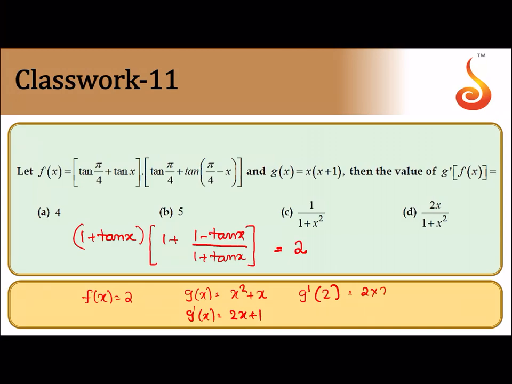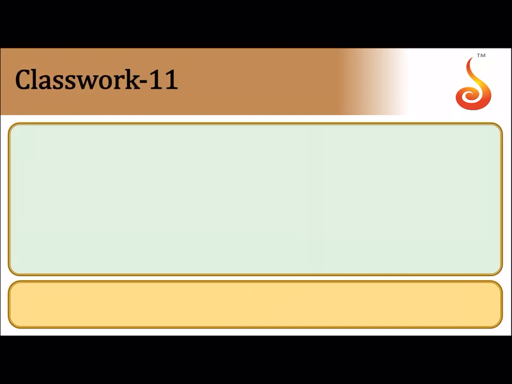Now g of x is equal to x square plus x. So g dash 2, they are asking. f of x is 2 only for any value. So what is g dash x now? g dash x is equal to 2x plus 1. So g dash 2 will be 2 into 2 plus 1, which is equal to 5. Option B.